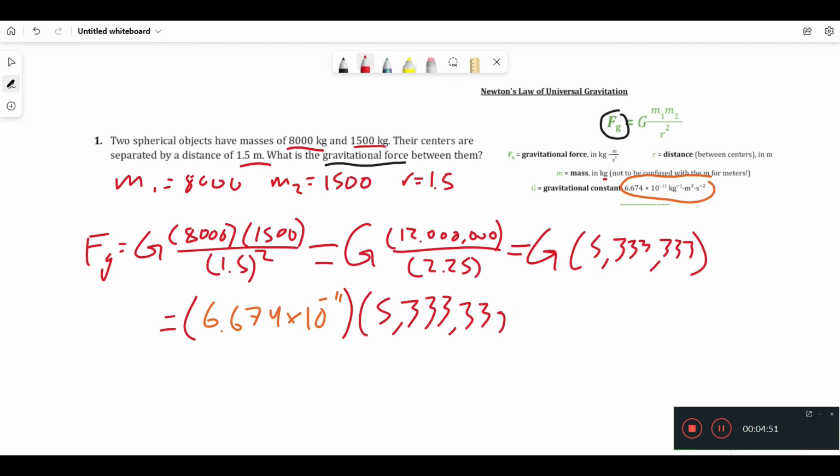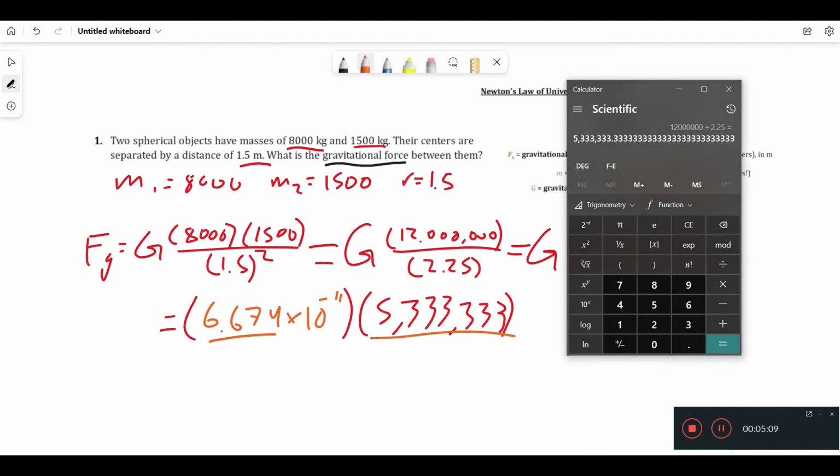Now, my recommendation for these problems is always to focus on the numbers and the 10 to the exponents separately. So we're just going to focus on, like I mentioned, the numbers first, the 6.674 and the 5.3333. We're going to go ahead and put those in the calculator to see what number we're getting. I still have this here in my calculator, thankfully, so I'm just going to multiply this by 6.674, which gives me some type of 35 million figure.